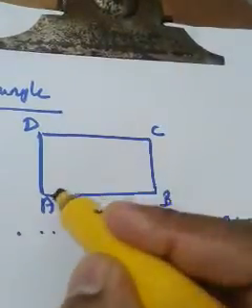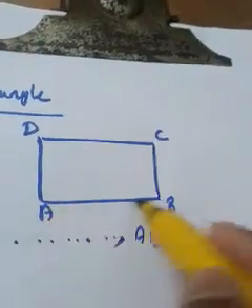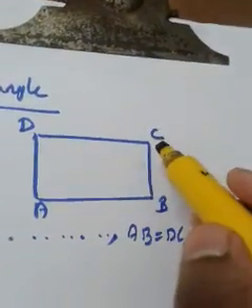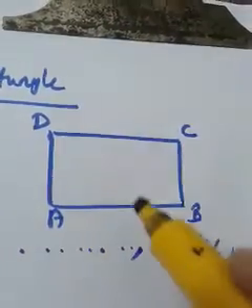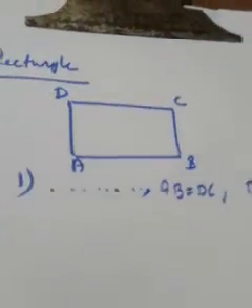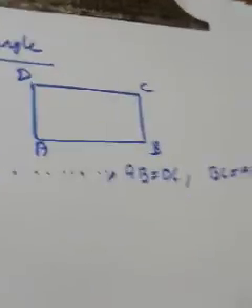That means this side should be equal to this side. If it is 6 centimeter, the opposite side also should be 6 centimeter. If it is 4 centimeter, it also should be 4 centimeter. That is what opposite sides should be equal means in a rectangle.